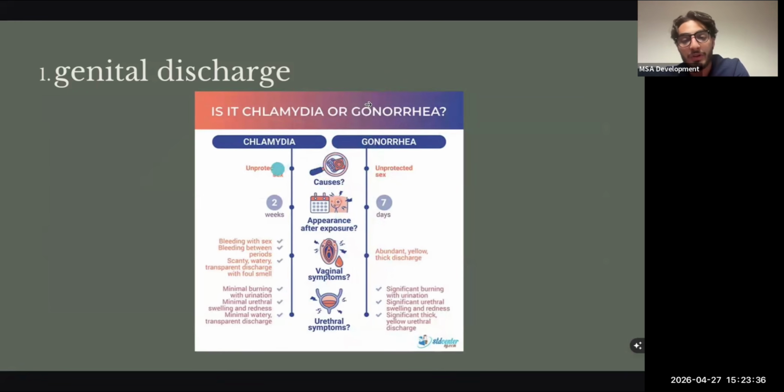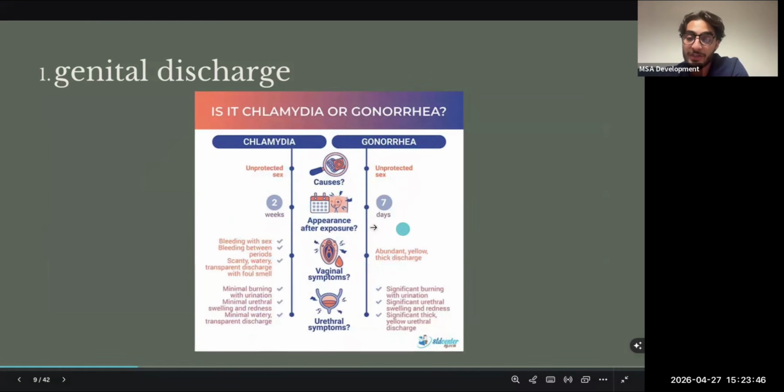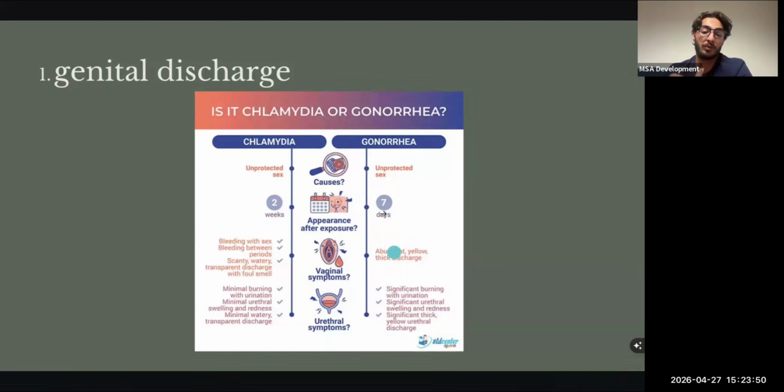For both chlamydia and gonorrhea, the risk factor is unprotected sex, although chlamydia can present a little bit later than gonorrhea. They have very similar symptoms, although the discharge is going to be different. It's going to be abundant, yellow, and thick with gonorrhea, whereas with chlamydia, it's scanty, watery, and transparent, and it does have a foul smell. And the rest of the symptoms should be the same.